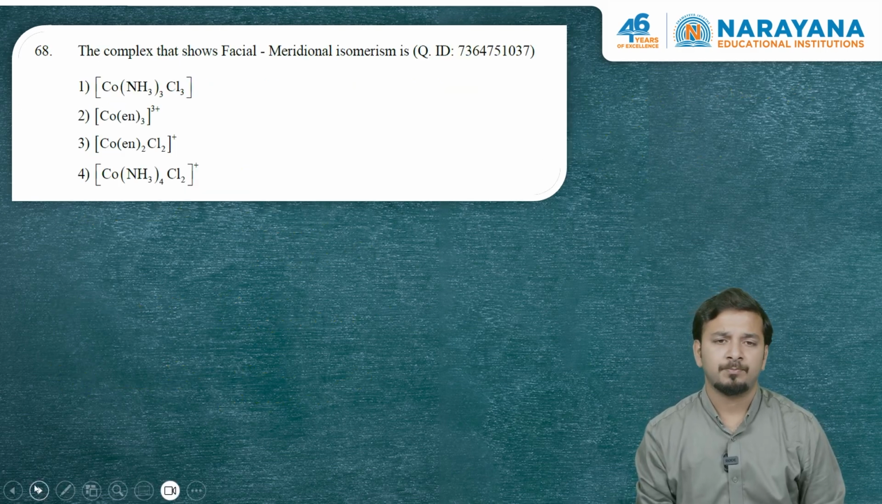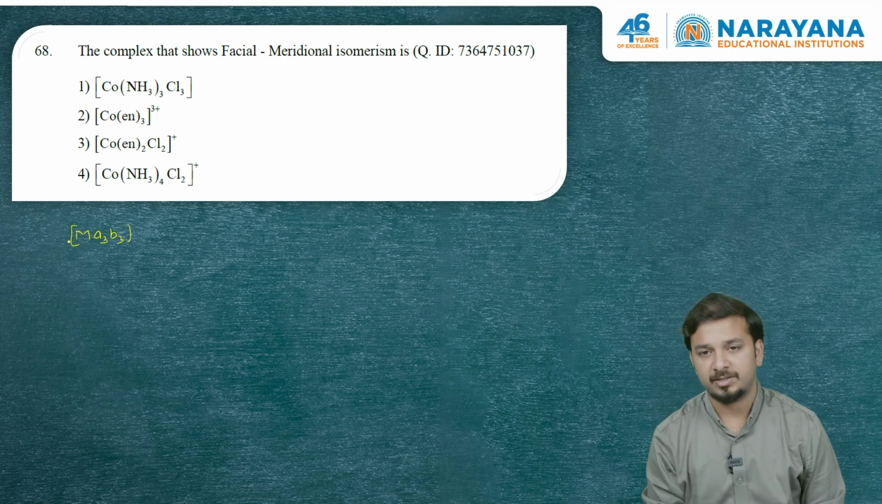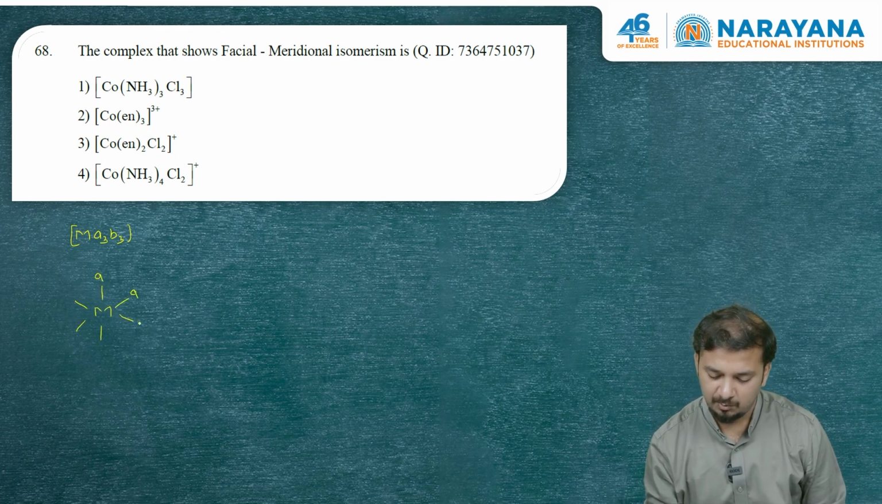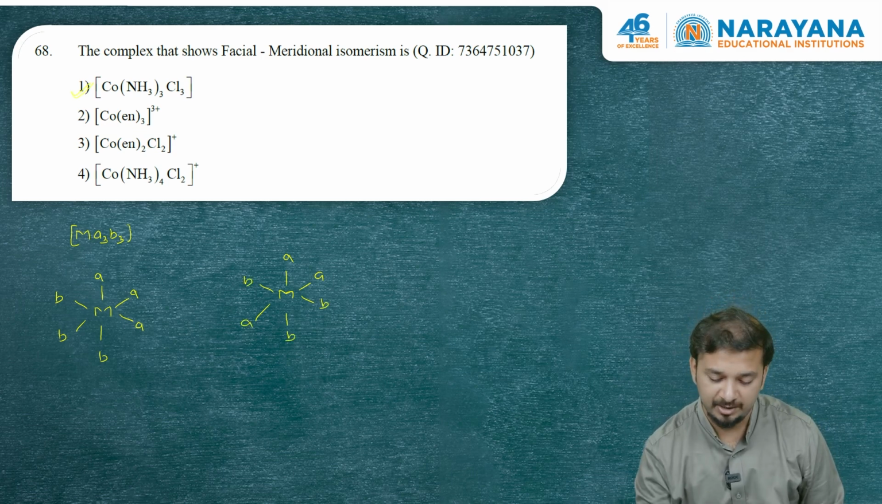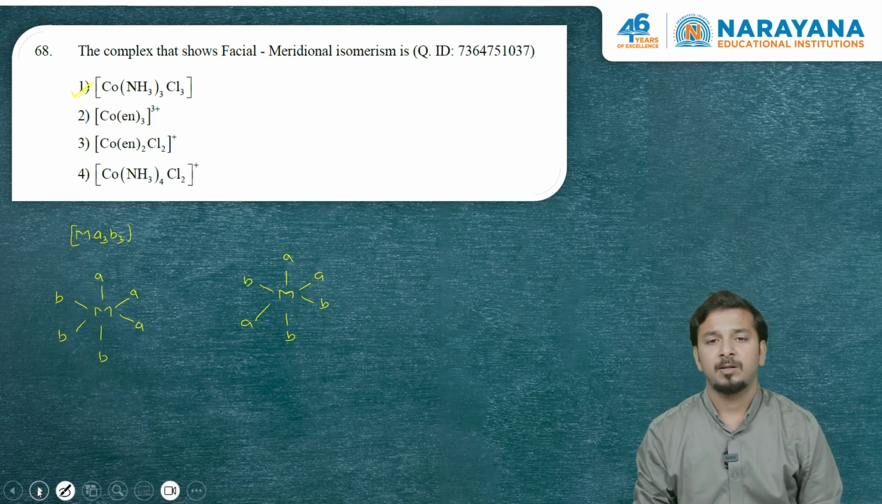Moving to the next question, the complex that shows facial meridional isomerism is. So we know that MA3B3 type complex will show facial meridional isomerism, where A and B are monodentate ligands. So this is the facial form of the molecule, and this one is the meridional form of the molecule. So MA3B3 type complex is option 1. So that's why the correct answer for this question is option 1. Moving to the next question.